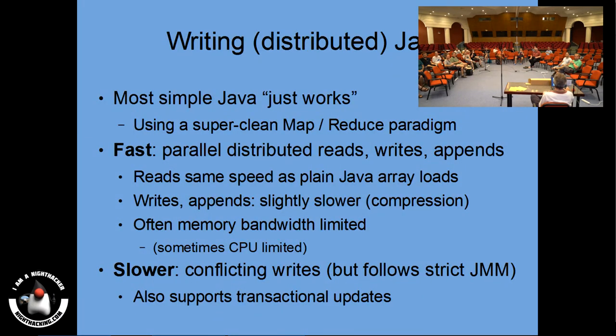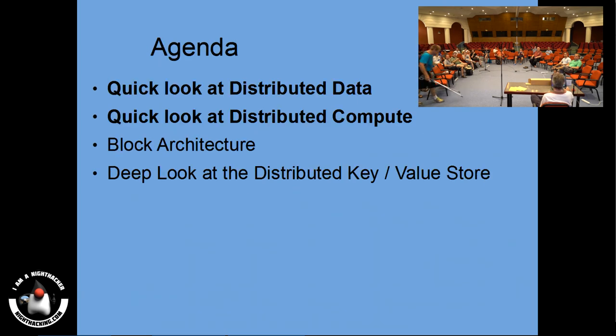So the paradigm here is this super clean MapReduce paradigm. It's actually more or less a glorified parallel for loop. Parallel distributed reads, writes, and appends, where the reads basically run at the same speed as Java reload. It's not quite, but it's pretty damn close. Writes are only a little bit slower because I have to do compression after the fact. And then please God, don't do conflicting writes, but if you do, I'll follow the Java memory model, but the memory model is pretty freaking loose and you'll lose. Not necessarily what you expect.